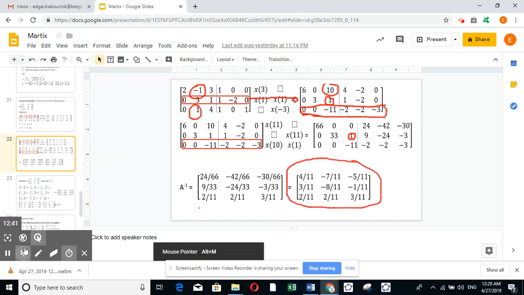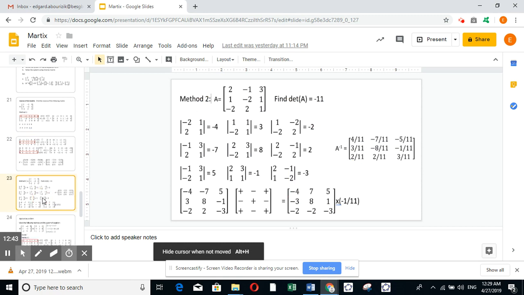There is another method. So another method without doing all of these calculations. So what do we do? We find first of all the determinant. You know the determinant, you put plus, minus, plus. In the second video you can check. The determinant is minus 11.